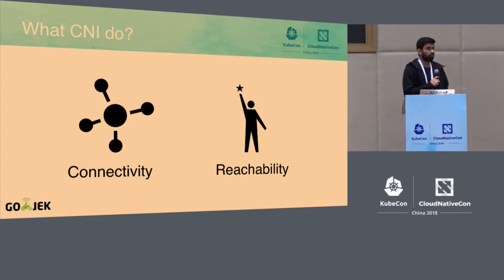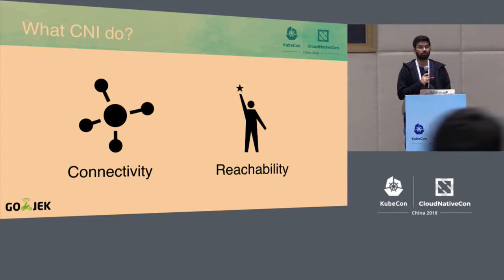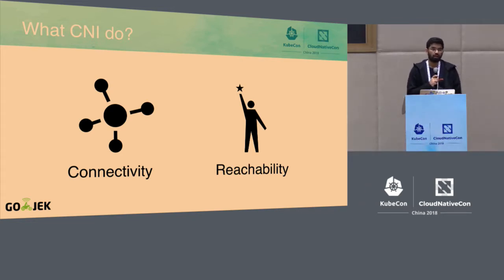Next is just a brief overview of what CNI does. CNI provides two things: connectivity and reachability. Connectivity is simply provisioning the network interfaces of the containers or pods. And the second part is reachability, which is done by the daemon that is basically the CNI plugin. It provides you with a way of reaching from one pod to another pod, or one pod to a service and all that.